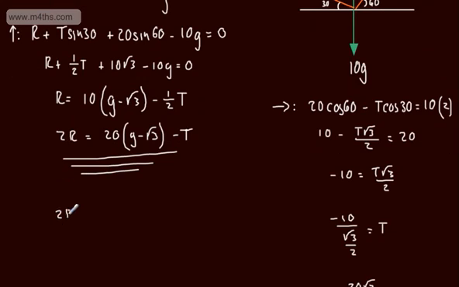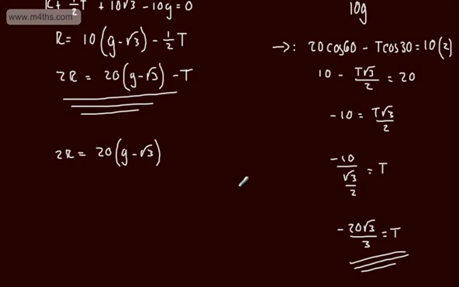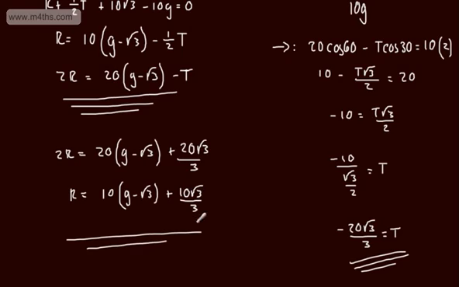So 2r will be equal to 20 times g minus root 3, and then I'm going to add this in. It's minus minus, so plus 20 root 3 over 3. This will give us the normal reaction. If we divide both sides by 2, the normal reaction is going to be 10 lots of g minus root 3 plus 10 root 3 over 3. Whatever that comes out to be in newtons, that will be the normal reaction.